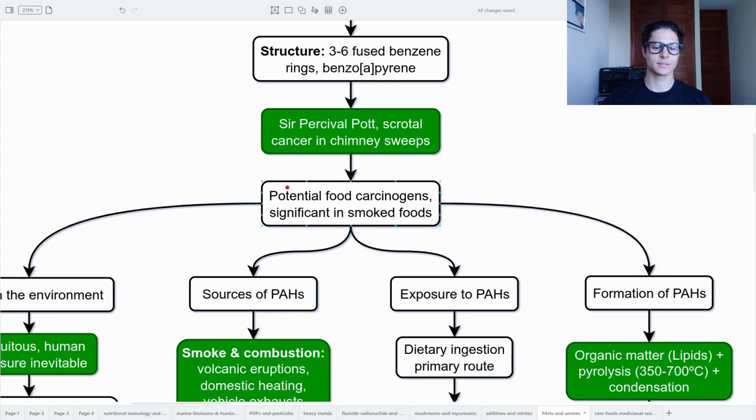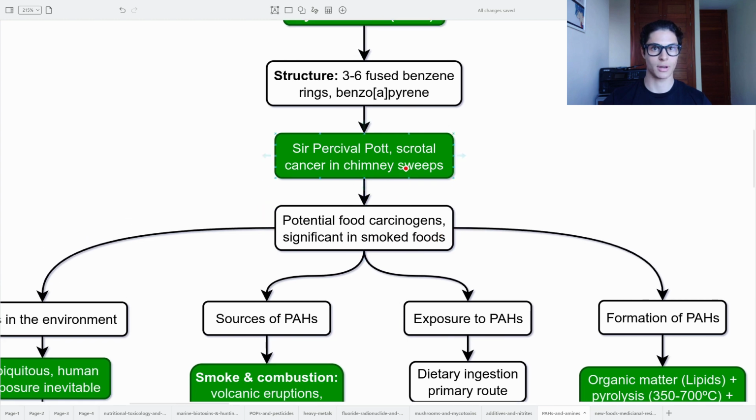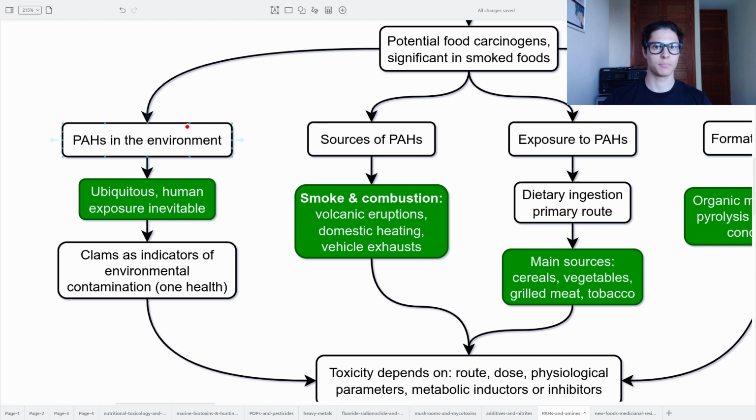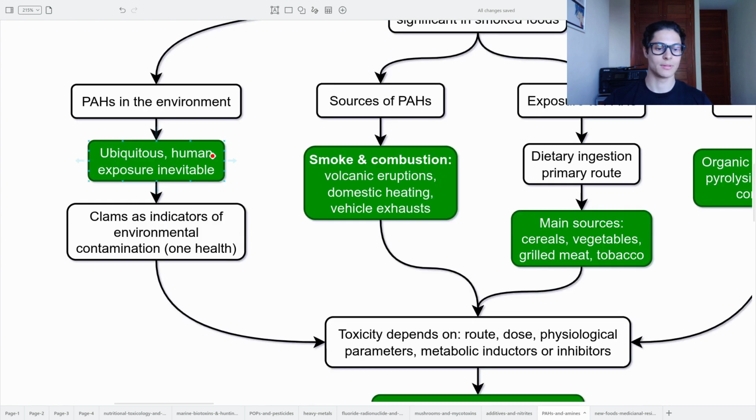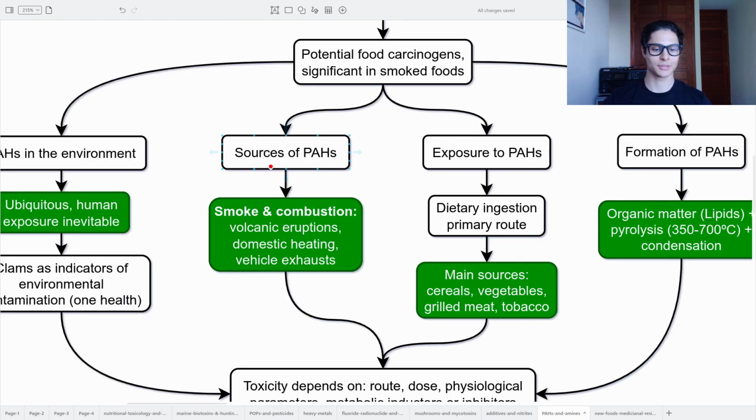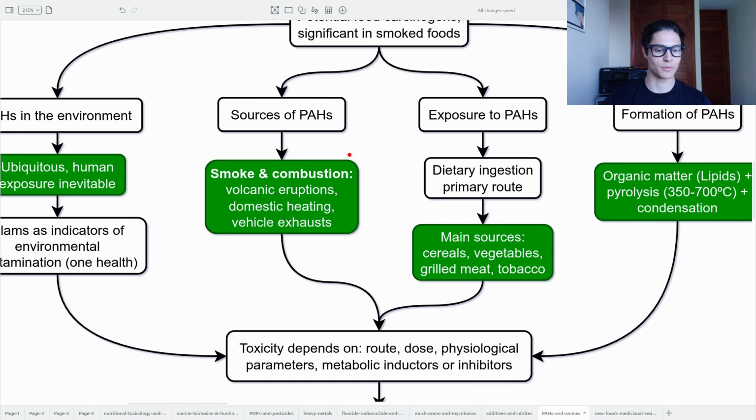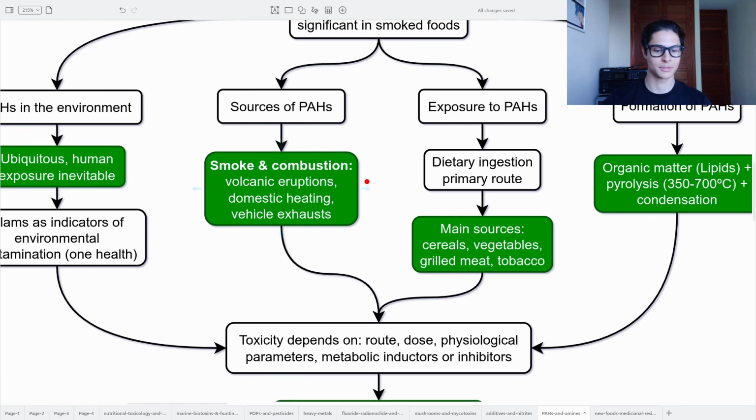This benzopyrene is a potential food carcinogen, and there is a significant amount in smoked foods because it is present in combustion and smoke. What is the presence of the polycyclic aromatic hydrocarbons in the environment? They are ubiquitous. The human exposure is inevitable. Clams are used as indicators of environmental contamination. Again, the concept of One Health. What are the sources of polycyclic aromatic hydrocarbons? Smoke and combustion. So imagine volcanic eruptions, domestic heating, and even vehicle exhaust.